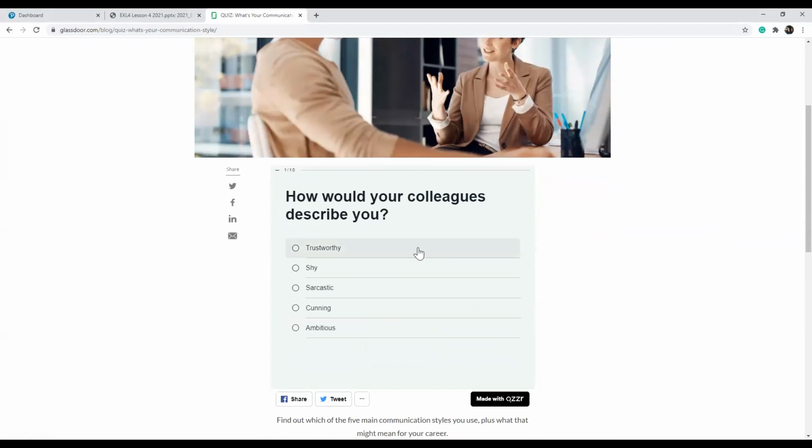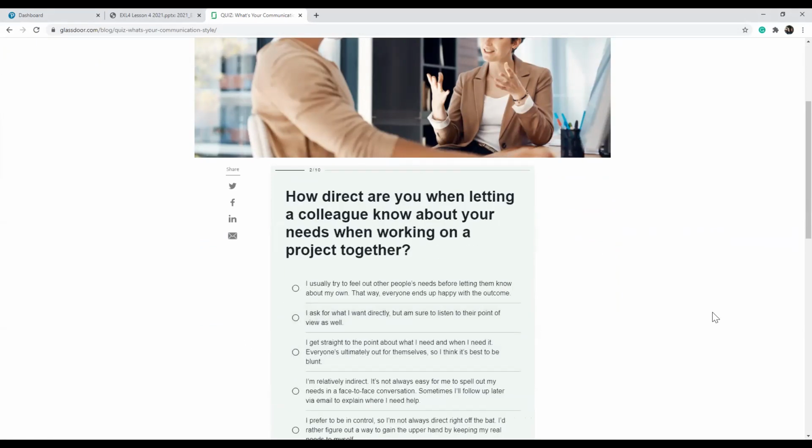Okay, so how would your colleagues describe you? Now you need to think of your colleagues and how they would describe you. Would they describe you as trustworthy, shy, sarcastic, cunning, or ambitious? I think many of my colleagues would describe me as ambitious, because of what I've heard in the office that they have said about me.